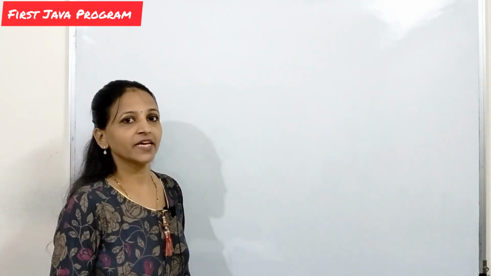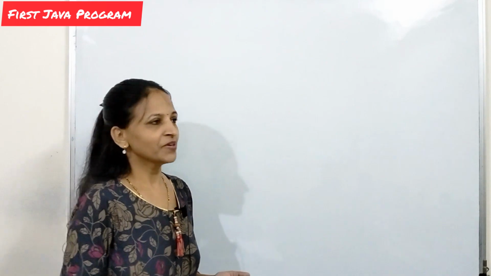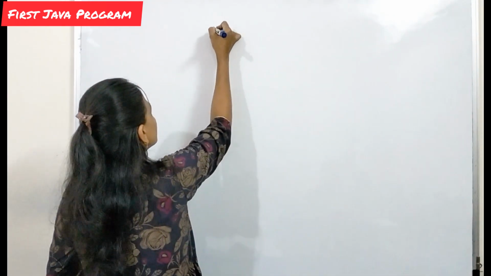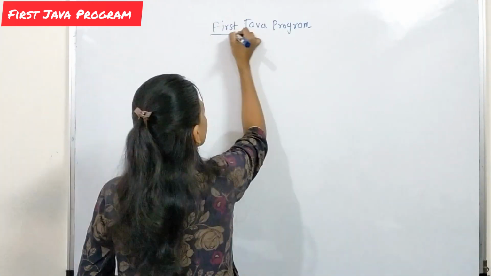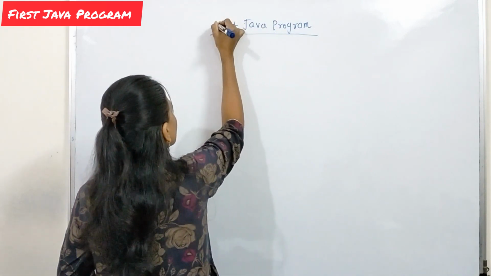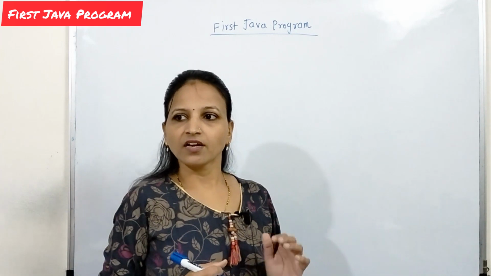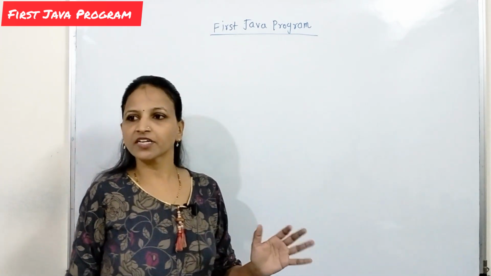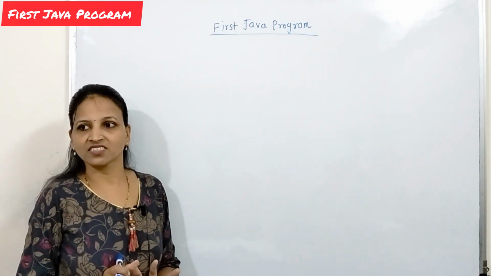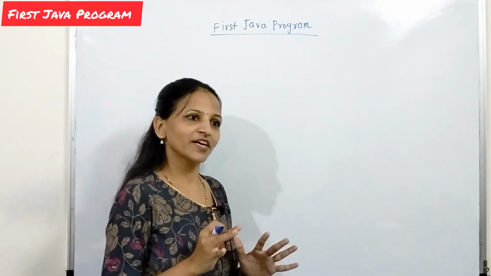Here I am going to explain the first Java program. You can say hello world program in Java. Now see, we know that whenever we write any Java program, whatever that should be, it should be enclosed in a class. That's why first we have to create a class.